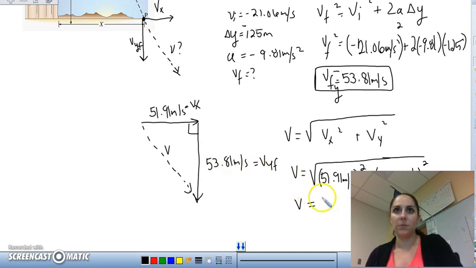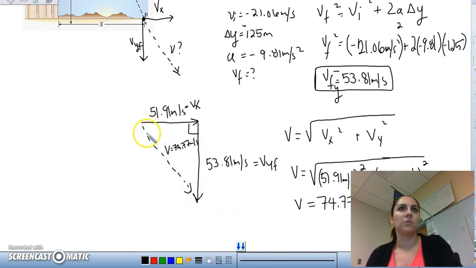Great, so this becomes 74.77 meters per second. That's how fast this number represents. Oops, so many sevens. That's how fast it's striking the ground.